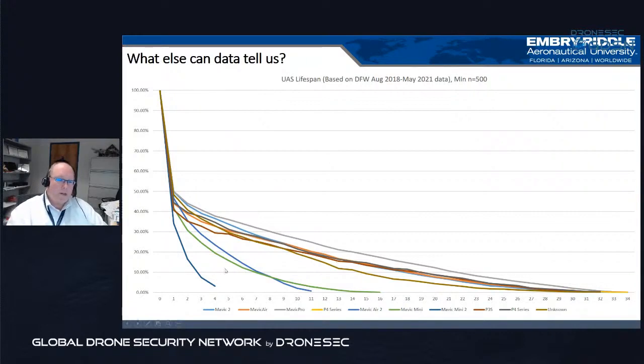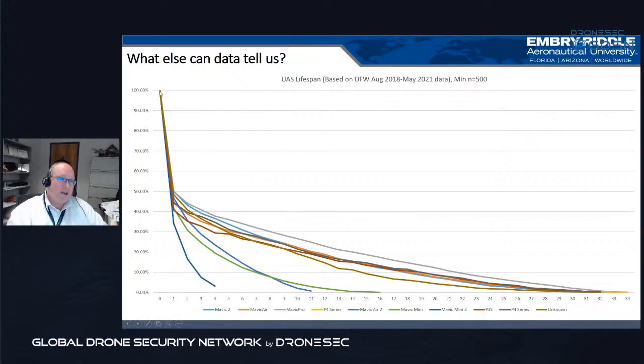You'll notice that particularly the newer platforms, the Mavic Air 2, the Mavic Mini, and so on, are going to be skewed. In other words, they're going to look like their lifespans are artificially short, and primarily that's due to the fact that we haven't collected long enough data. As you have much longer series of data, like we have with some of the other platforms, the Phantom 3S and so on, those numbers become much more accurate.